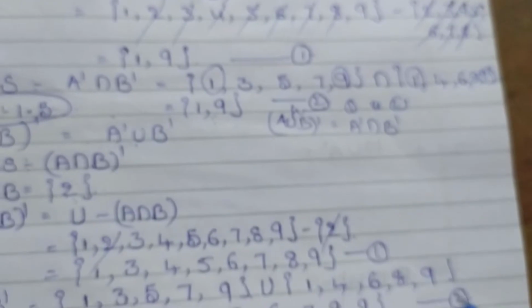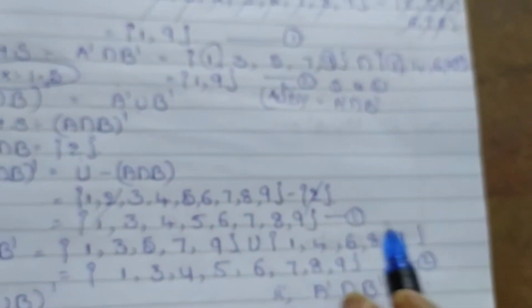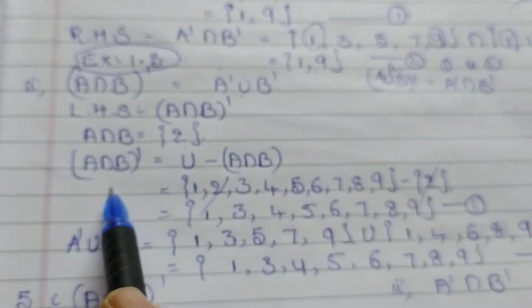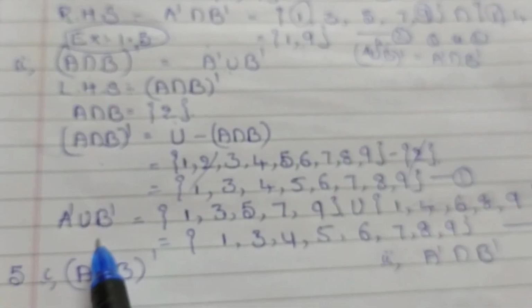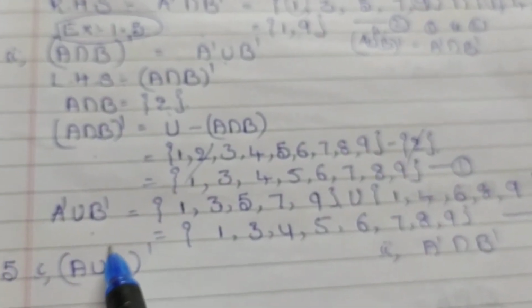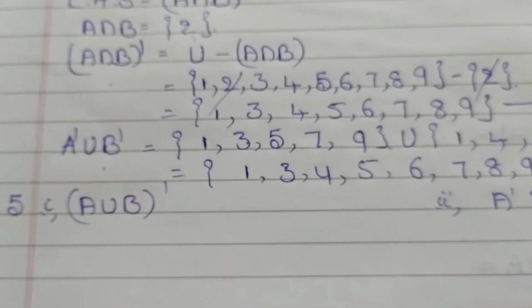So from 1 and 2 it is very clear that (A intersection B) whole complement equals A complement union B complement. Now coming to the fifth main. So let us see the problem.